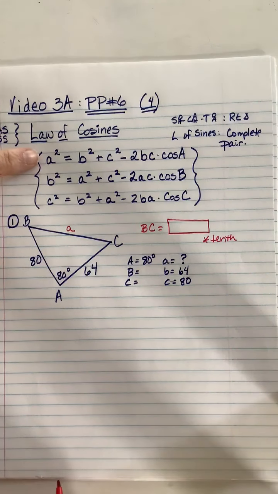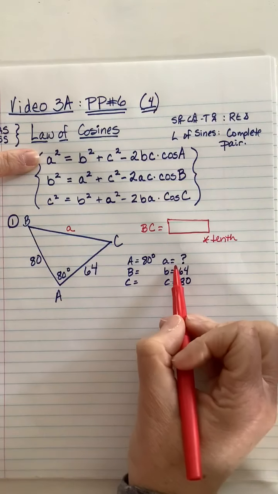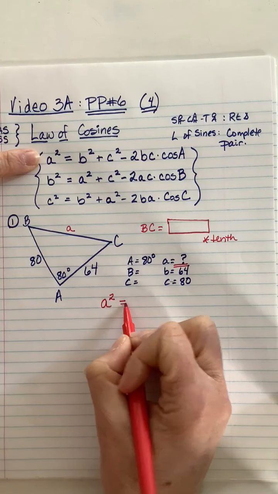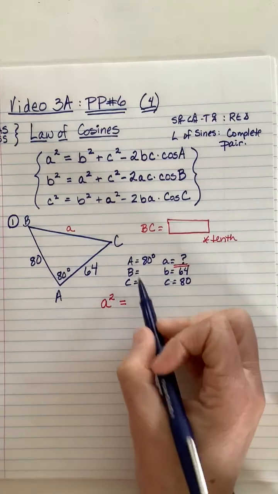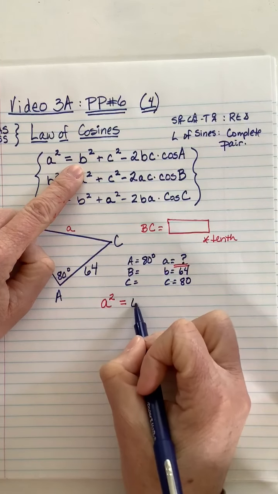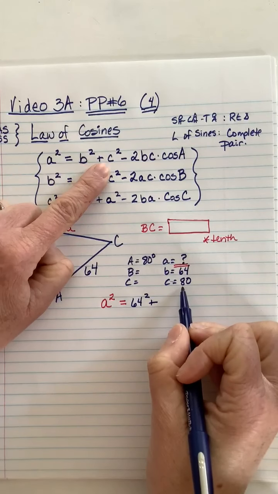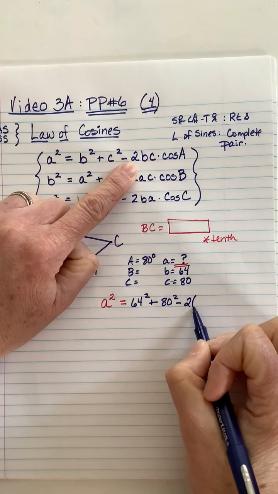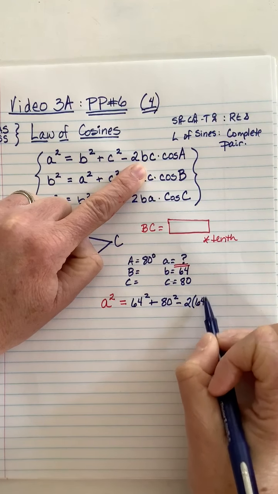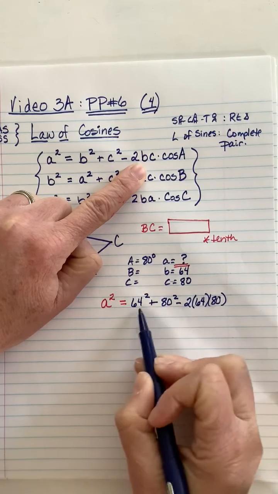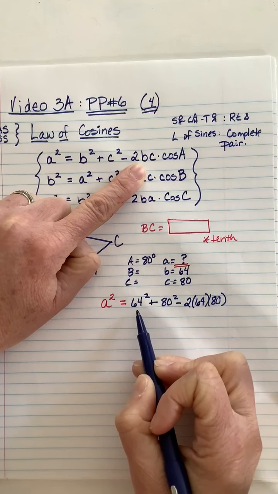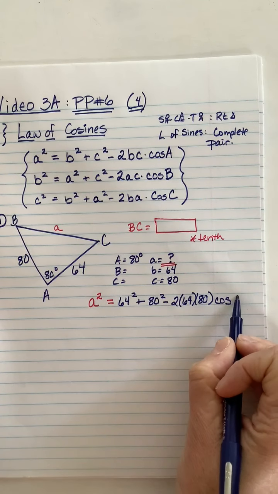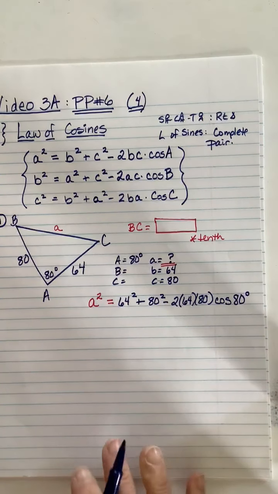So this time I'm going to focus in on my little a because this is the piece I'm missing. So I know I'm going to set it up. I don't know what a squared equals b squared plus c squared minus 2 times b times c. Remember, Mr. Foster just says everybody's along for the ride. And now I also have cosine of 80 degrees. There's my A.